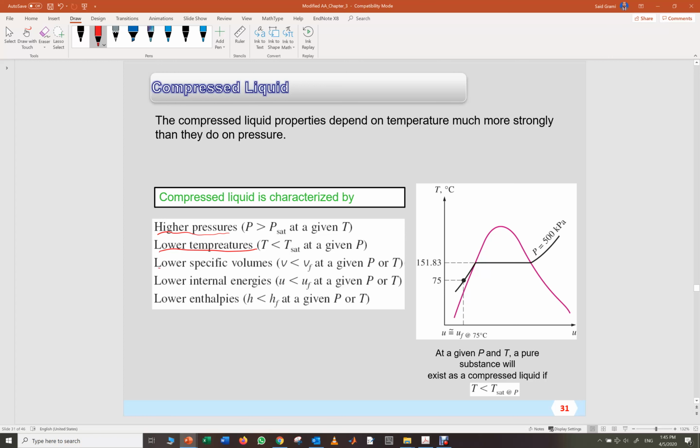Lower specific volume: V is smaller than Vf at a given pressure and temperature. Lower internal energy: U is smaller than Uf. And lower enthalpy: H is smaller than Hf. At a given pressure and temperature, a pure substance will exist as a compressed liquid if T is smaller than T sat. If you remember, at a given pressure, if the given T is smaller than T sat, we have a compressed liquid. So we are in this region.